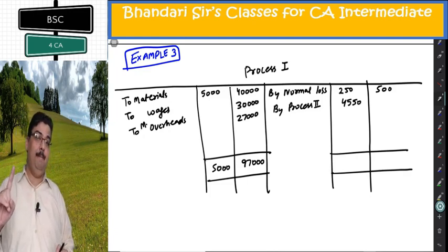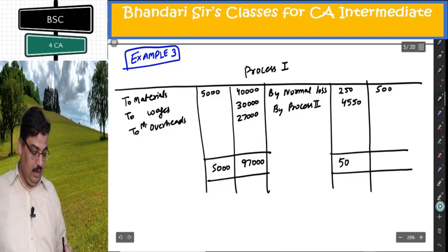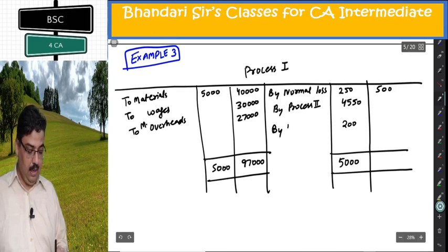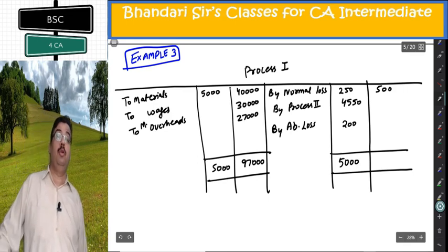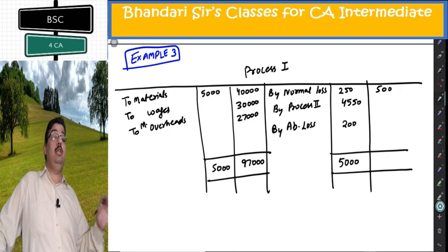One way is the balancing figure in the units column. It is on the credit side, 200 units by abnormal loss. Only the units column you should fill. Students have a tendency to put 400 rupees against 200. That is wrong.